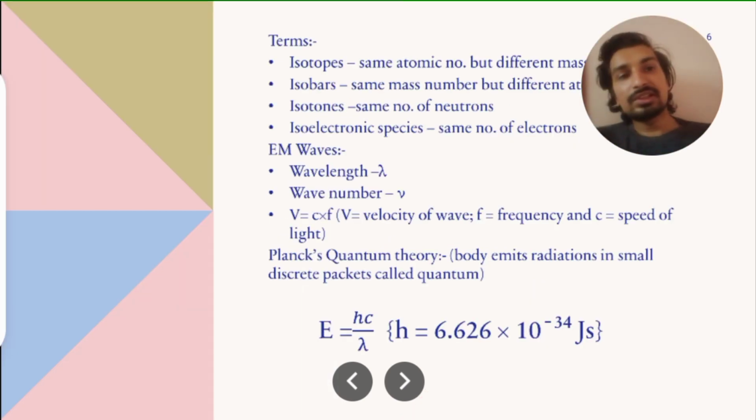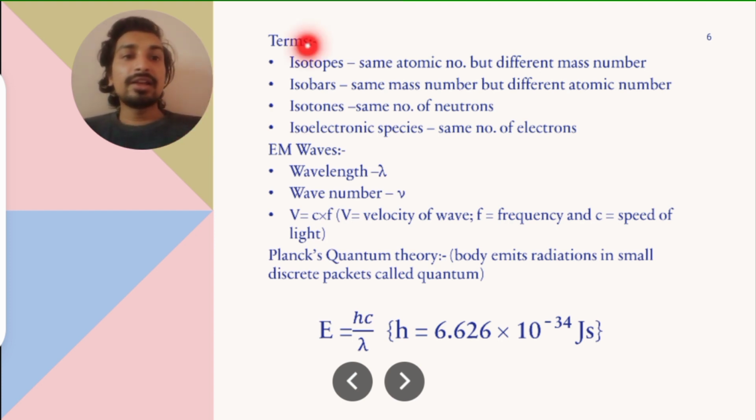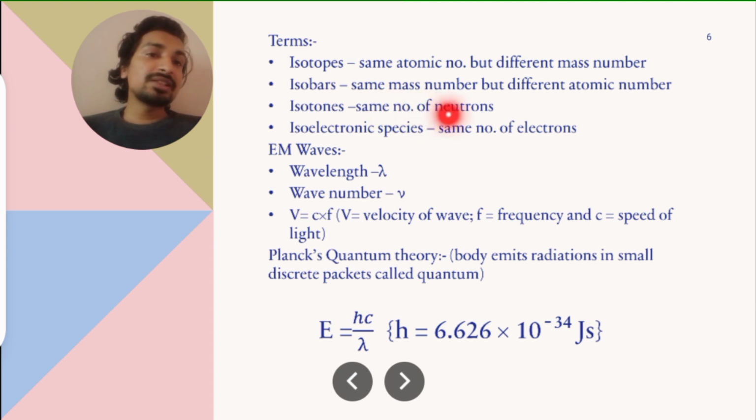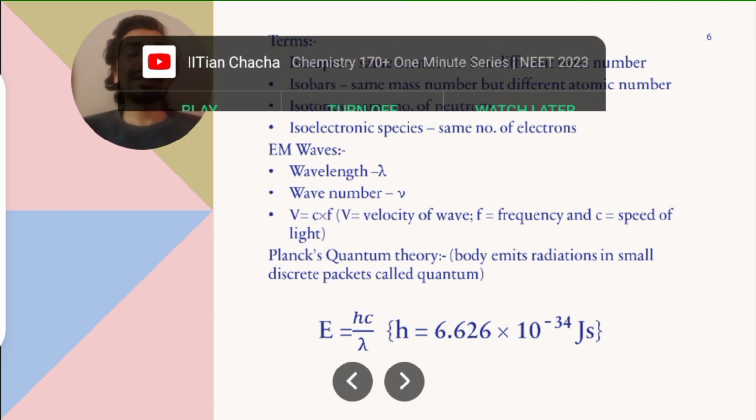Nucleons means whatever is present in the nucleus. Then you have isotopes. What are isotopes? Isotopes are nothing but same atomic number but different mass number. And isobars are nothing but the same mass number but different atomic number. Isotones are same number of neutrons. Isoelectronic species are same number of electrons. Like this, you have different types.